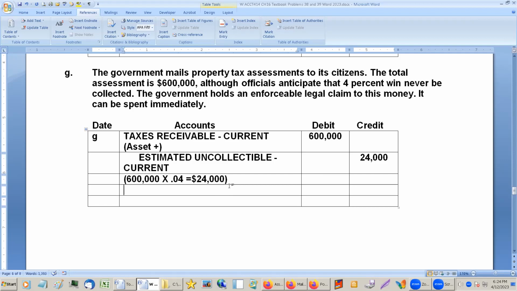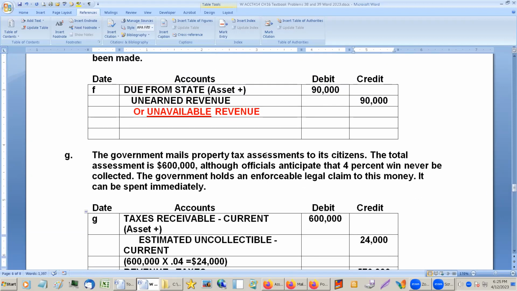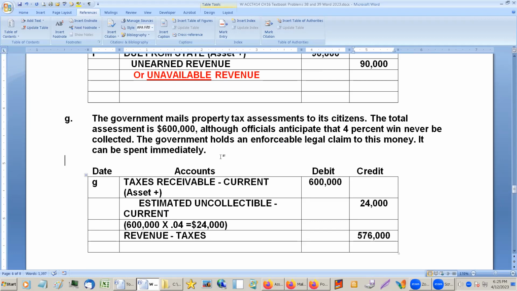And then we'll pick up the revenue. I'll say tax revenue if you want it. Some kind of revenue, 576. Okay, is that it? Yeah, so it's kind of wacky. It's a wacky way of doing it, but it actually works for what we need it for.